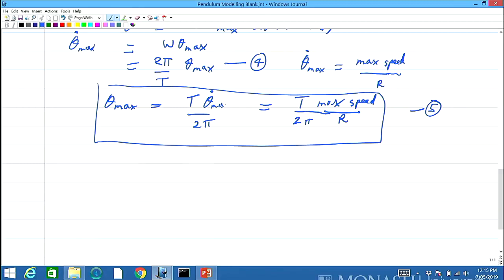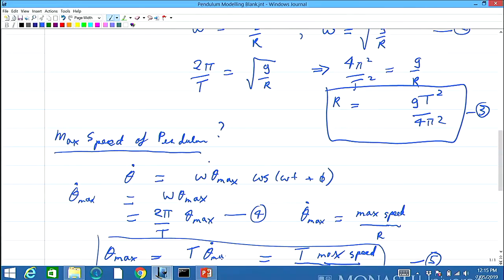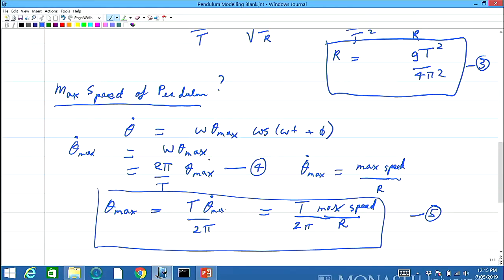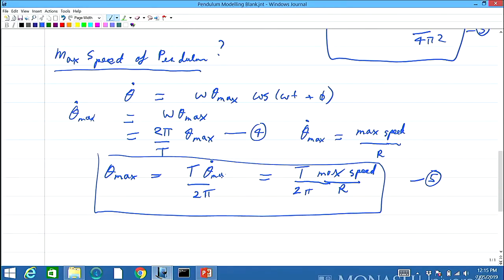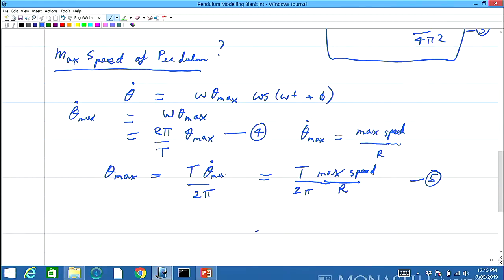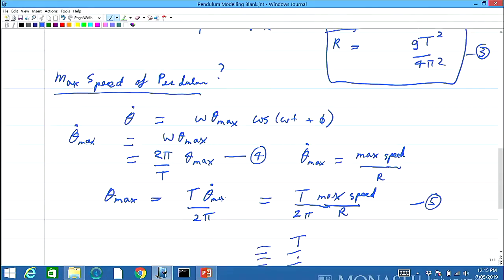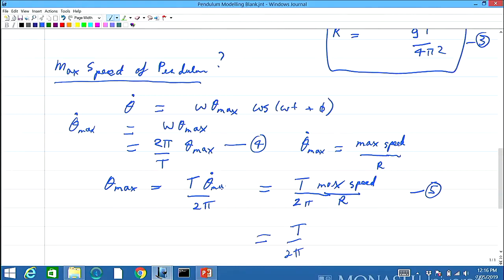All right, so let's take this further. The point about it is r. How do we know r? Well, we can go back to our previous equation number 3. Substitute r in. Okay, so let's do that. So we get T on 2 pi, and 1 over r is 4 pi squared on g T squared.